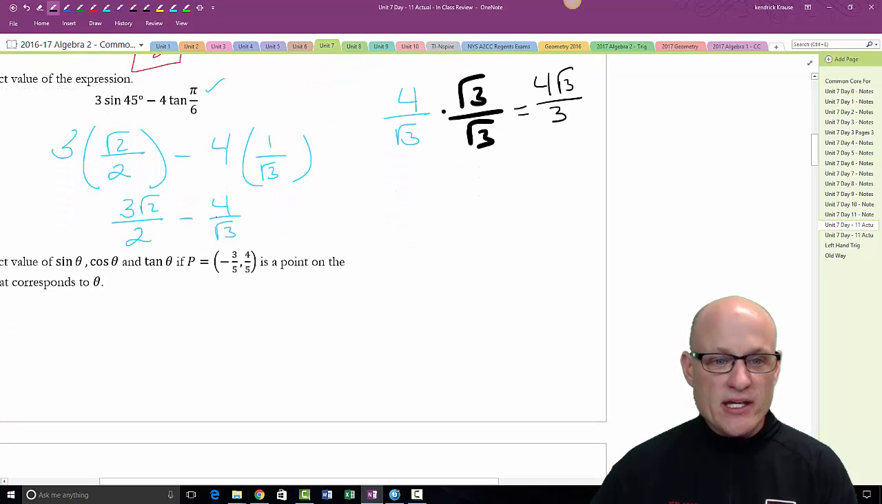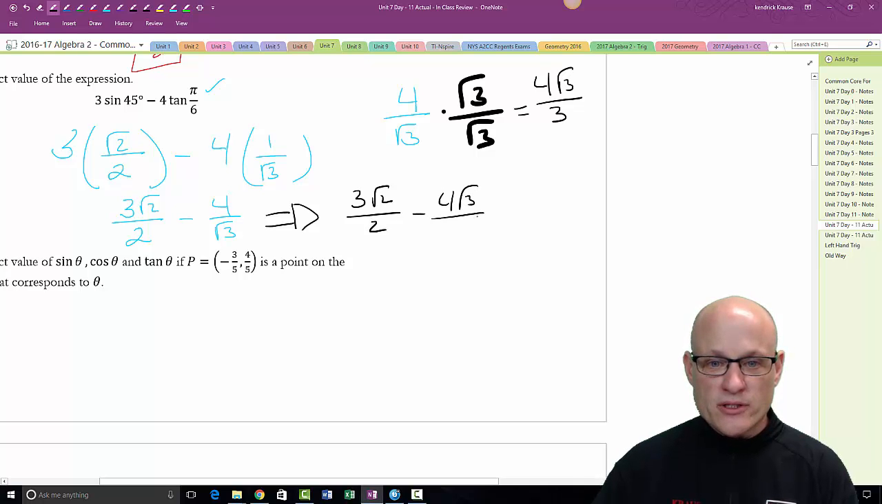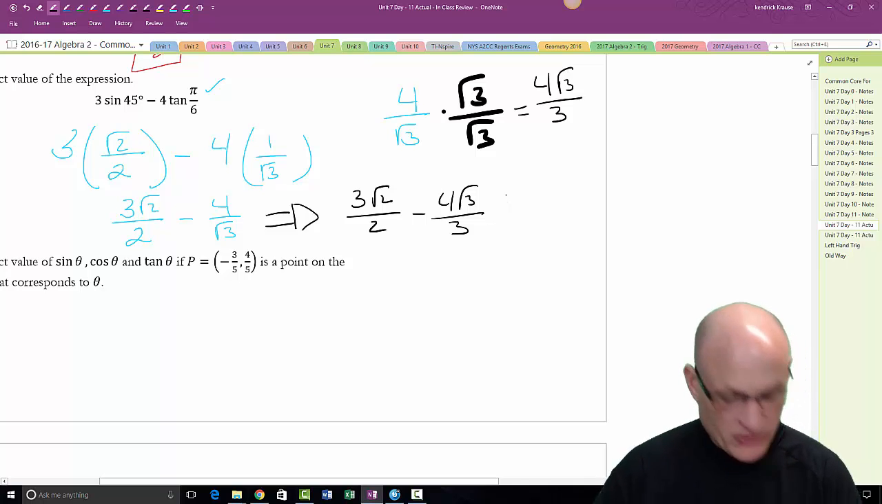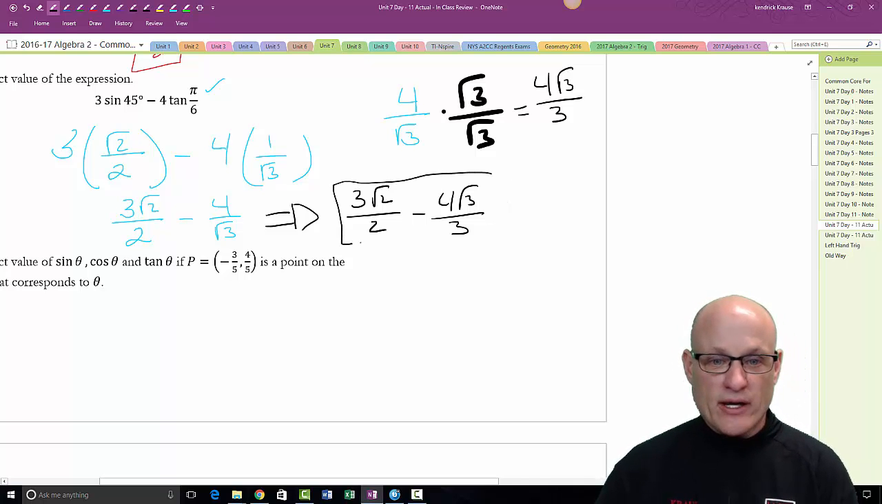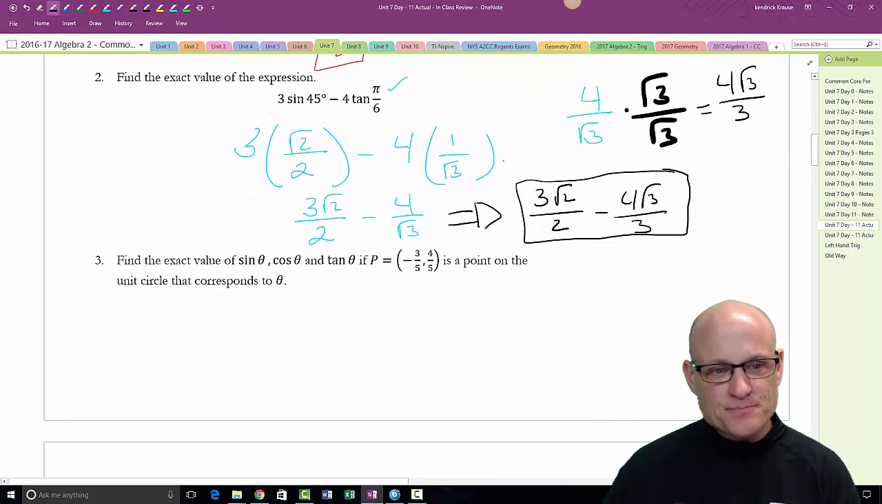So this thing here really just becomes 3 square roots of 2 over 2 minus 4 square roots of 3 over 3. And you could probably just leave it like that. That's sort of annoying enough. There is a better answer with a common denominator of 6, but let's leave it like that.